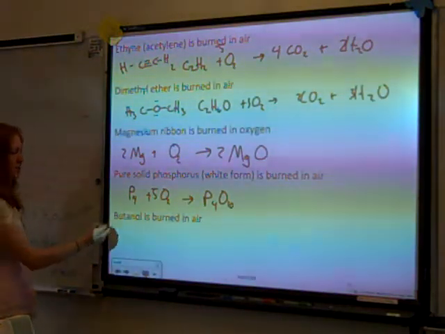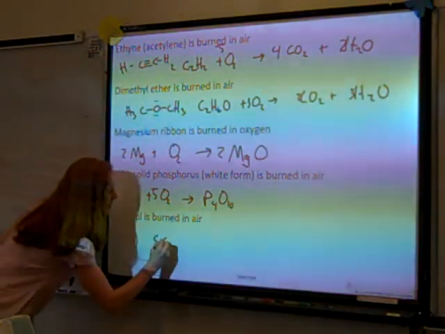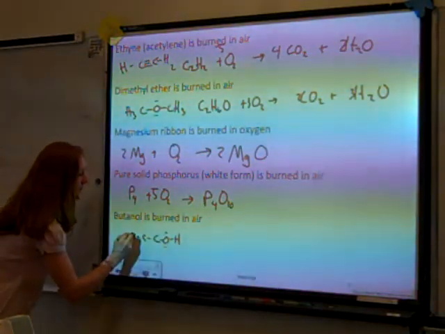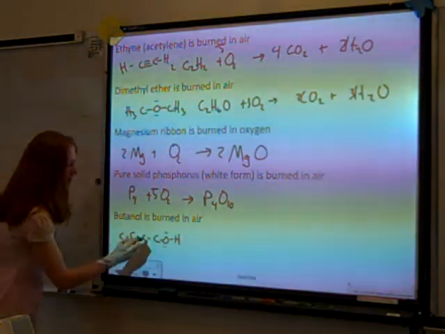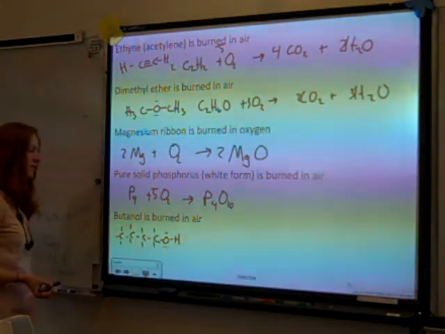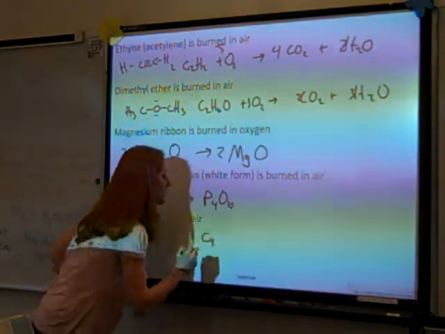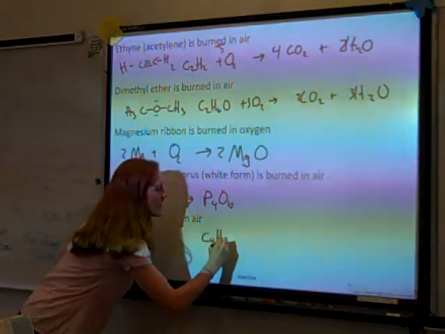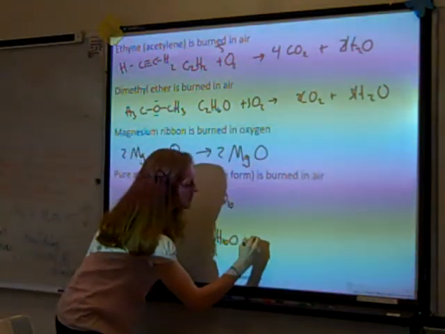Okay, butanol. But means 4. Ol tells me it's an alcohol, so I know I'm going to have C-O-H. Okay, and I'm going to have 4 carbons. And then I'll fill in the rest of the bonds that I need to make with hydrogens. So I'll have 2 hydrogens there, there, there, and 3 hydrogens on the end. So I'm going to just write the formula to make this neater for myself. So C4, and I can see it's 10 H's because 2, 4, 6, 8, 10. H10O. Okay, C4H10O is burned in air, so that's plus O2.